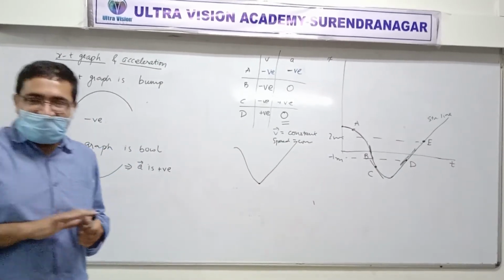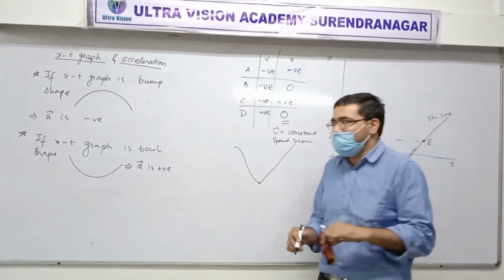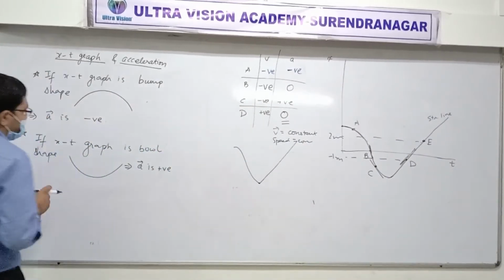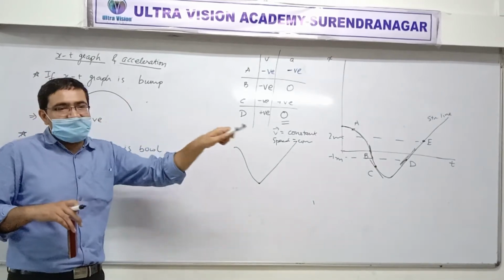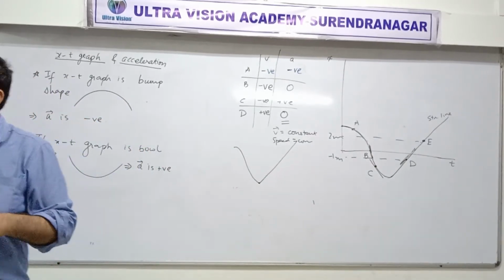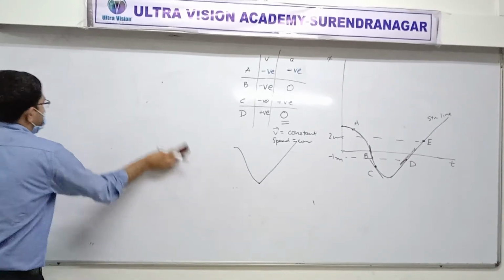Alright, understood how to use the xt graph to find the acceleration sign. Not the value. You can't find the value that easily, but you can find the sign. Three things to remember. Box shape xt graph, negative acceleration. Ball shape xt graph, positive acceleration. Straight line xt graph, zero. And parabola shape xt graph, constant acceleration. Positive or negative we don't know, but parabola means constant acceleration. The xt graph should be a parabola. Don't say that if the vt graph is a parabola. Okay, fine. So that's about this.